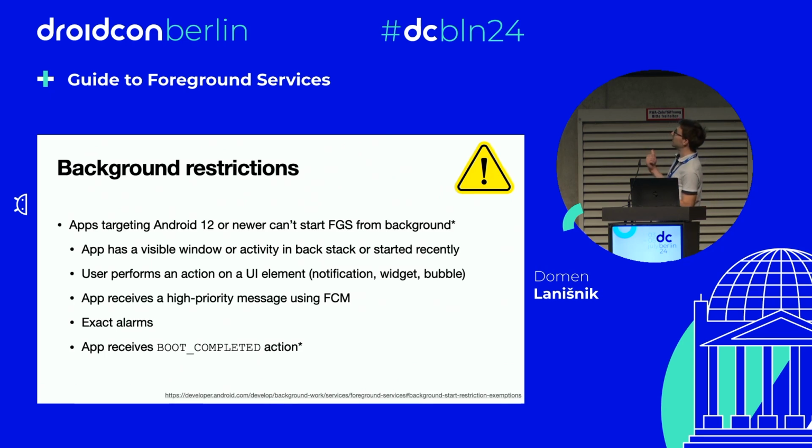However, there's an asterisk there because with Android 15, this is again changing a bit. You cannot start a foreground service from a broadcast receiver for types camera, microphone, phone call, data sync, and media projection. So basically, there are a few foreground service types left that you can actually start. Cool. And there are some other exceptions that you can check in the official documentation.